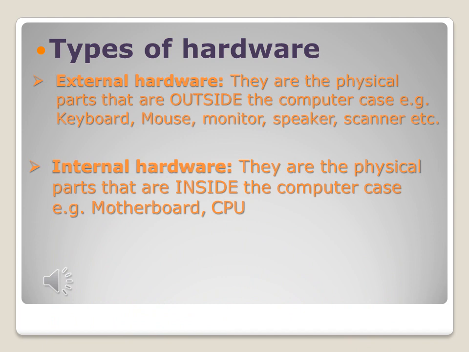Mainly, there are two different types of hardware. One is the external hardware and another one is the internal hardware. The hardware which are connected outside the computer case, that is keyboard, mouse, monitor, scanner, they all are known as the external hardwares. And the hardwares which are connected inside the CPU box, they are known as the internal hardware. For example, motherboard, processing unit, etc.